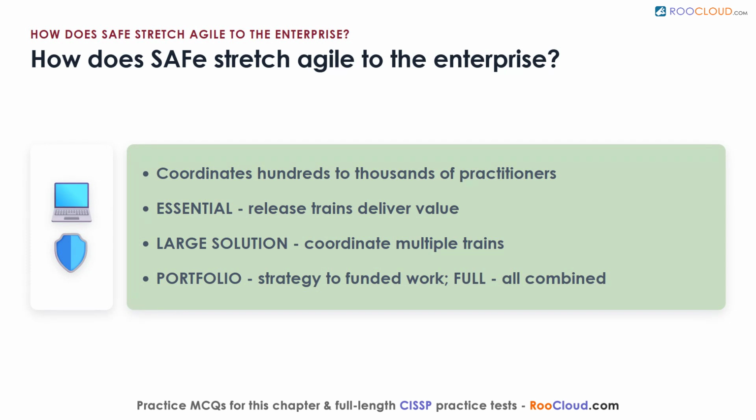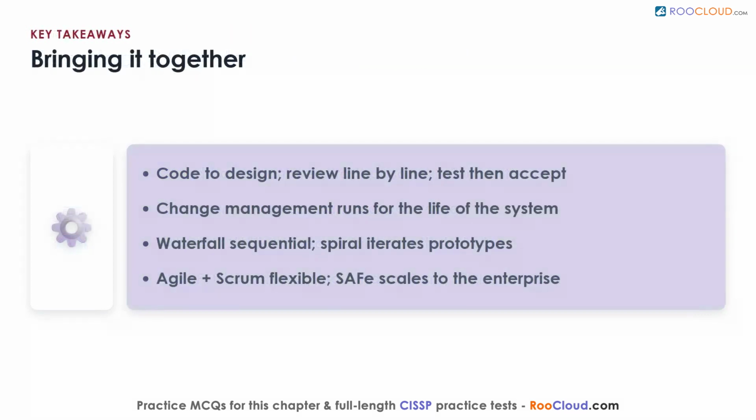And Full combines all of these for the biggest, most integrated efforts. It ties every task, from broad themes down to individual stories, back to a larger objective. Think of it as scaling a single kitchen's rhythm up to run an entire restaurant chain in sync. So let's bring it together.